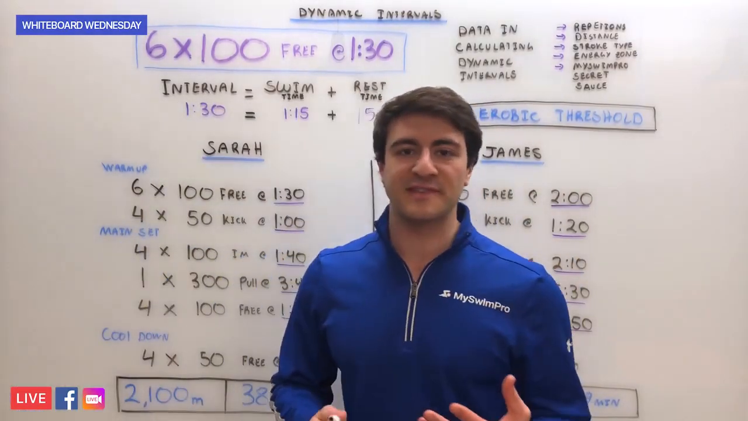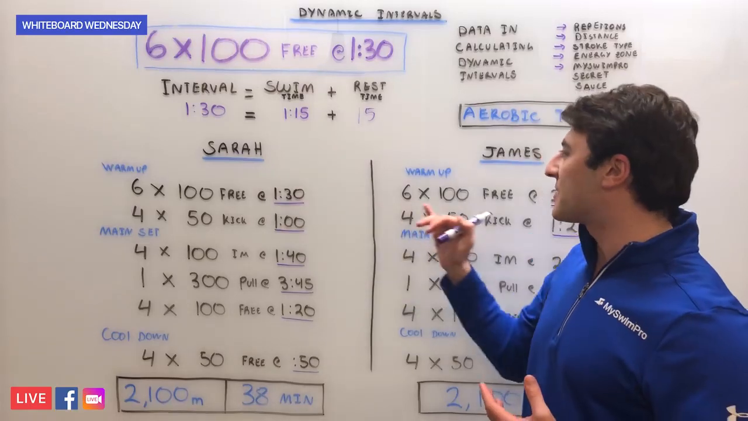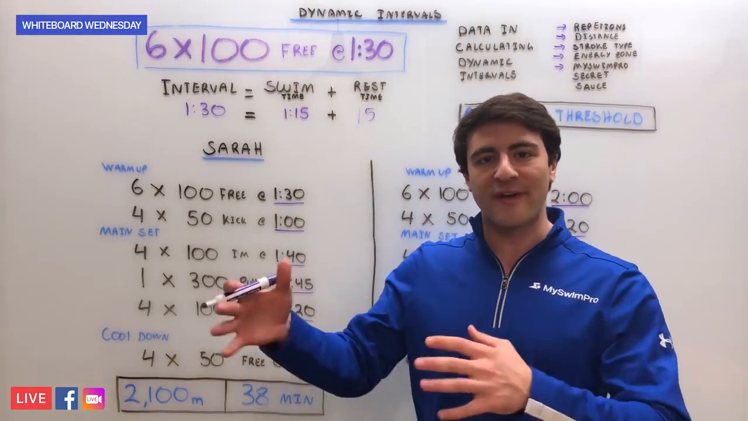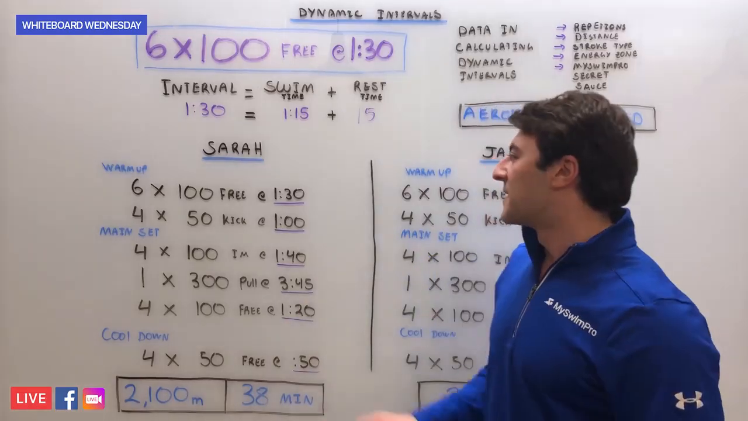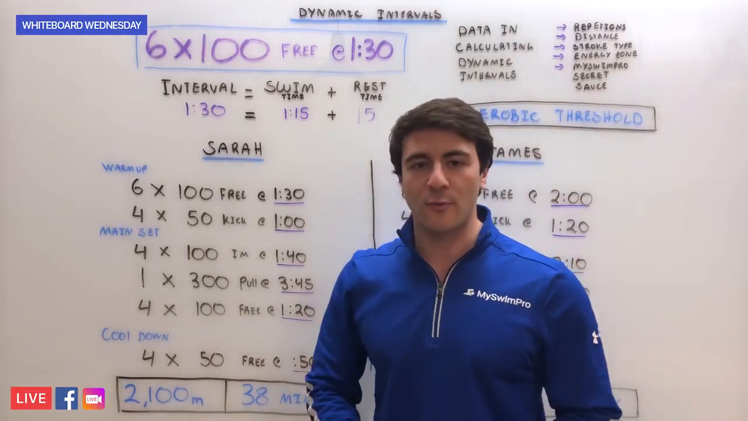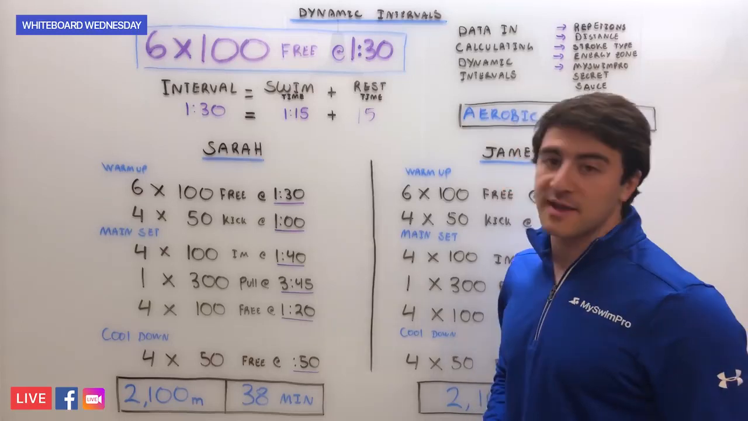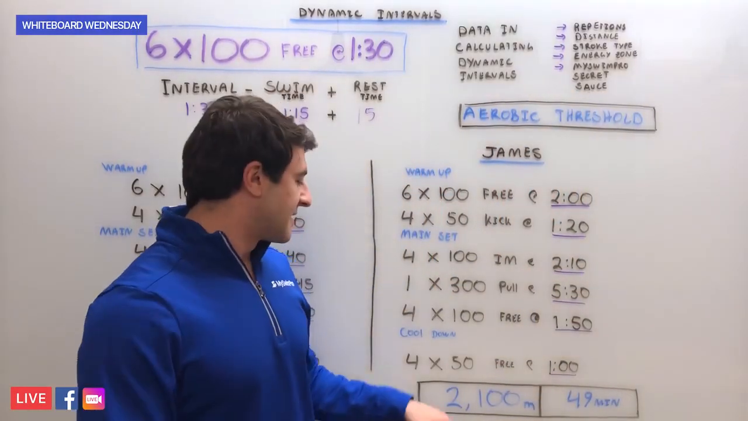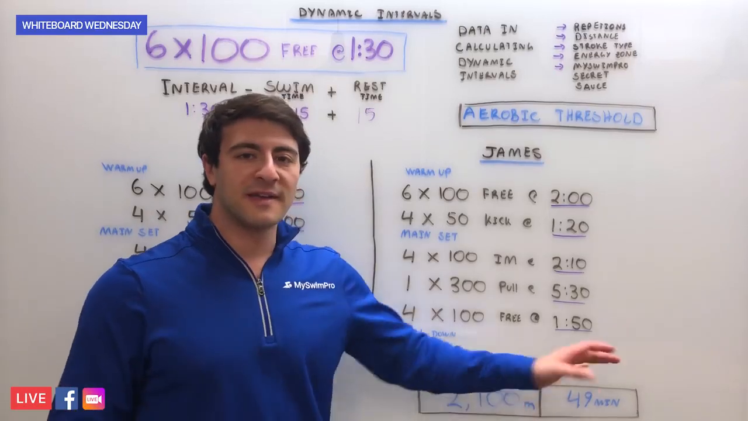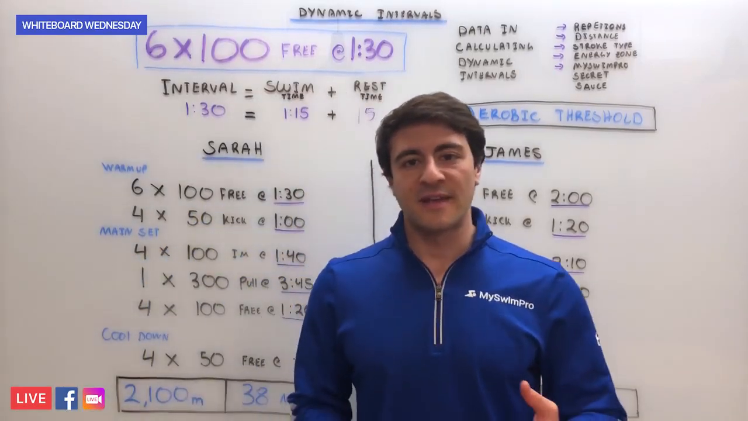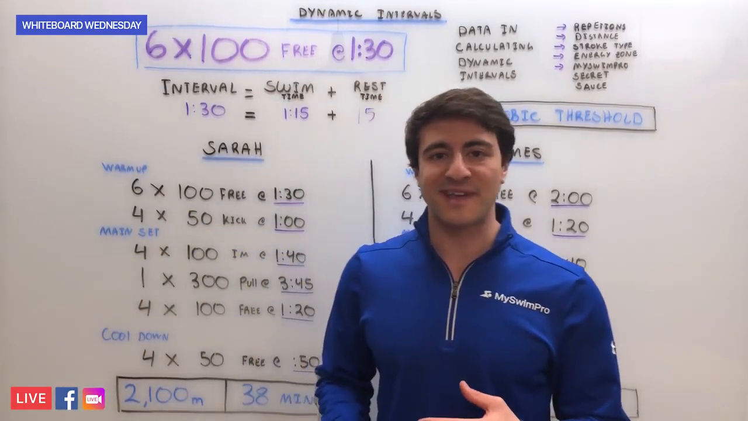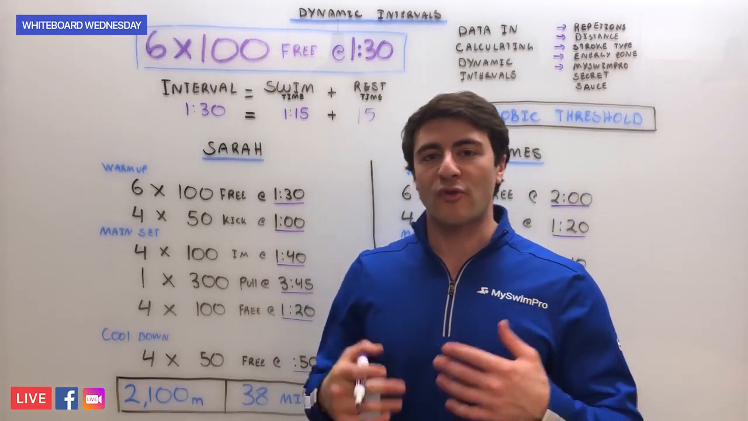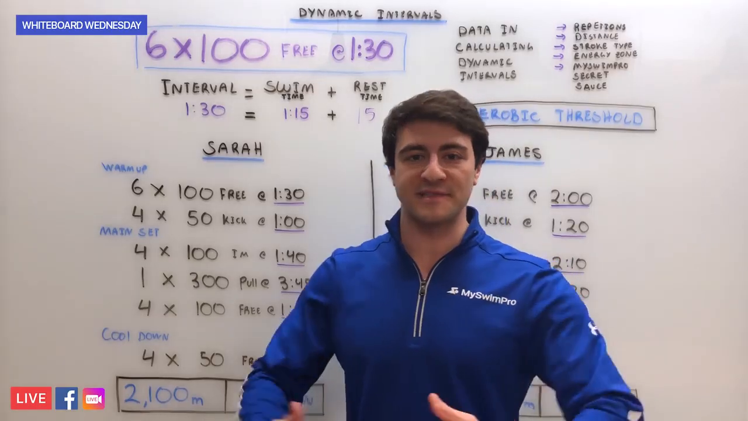The thing that's really interesting is the fact that both Sarah and James can do the exact same workout, but it's personalized to how fast they are and what their goals are. So Sarah's 2100 meter workout will only take her 38 minutes. The difference is James is not doing the intervals quite as fast, so his 2100 meter workout is going to take 49 minutes. Now this is, again, really important to understand that the dynamic intervals on all of these different sets are created based on how fast the swimmer is.